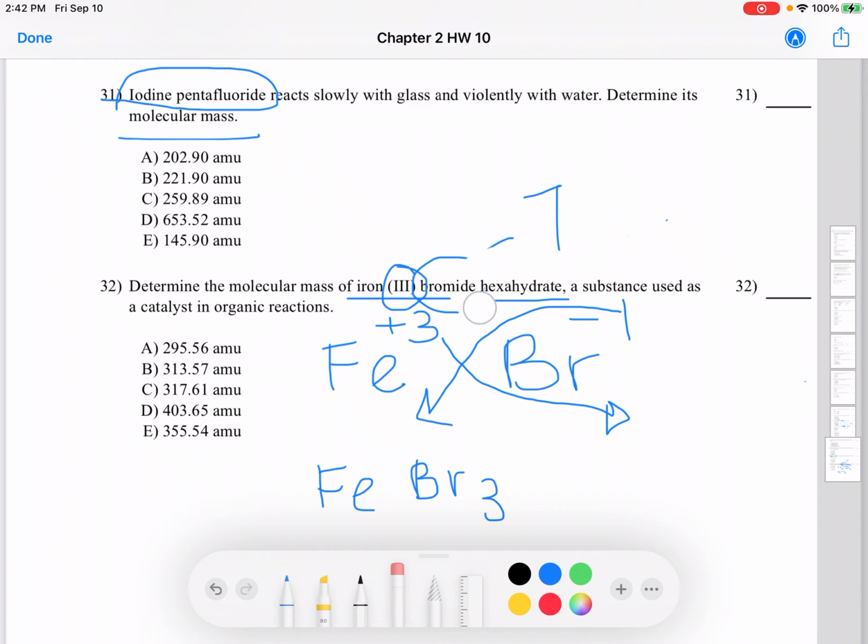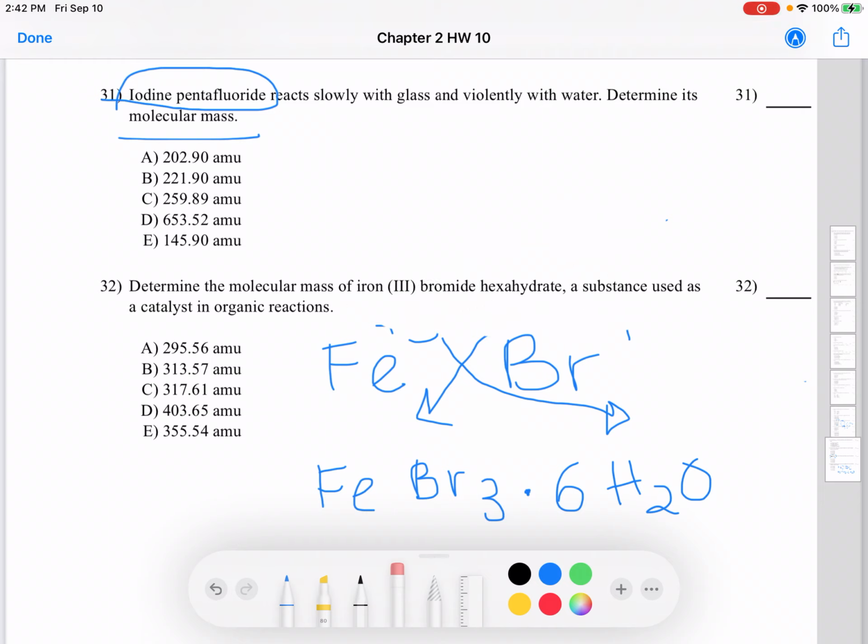And it says hexahydrate. Hexa means how many? Hexa means 6. 6 hydrate. Hydrate means H2O. There are 6 water molecules attached to iron 3 bromide. Okay, so FeBr3 with 6 water molecules. And now you need to find out the molar mass of this one.